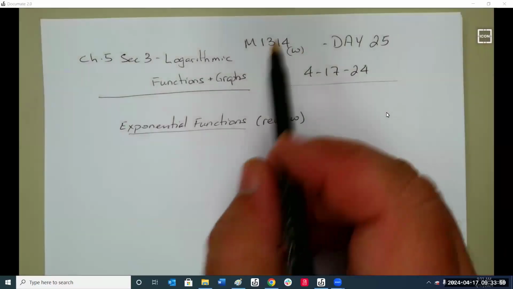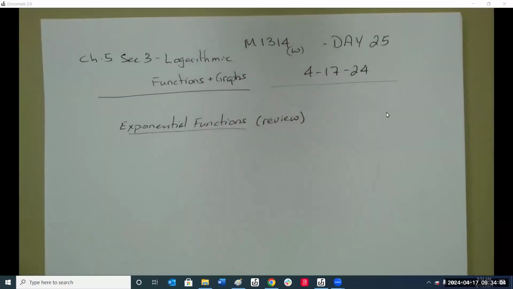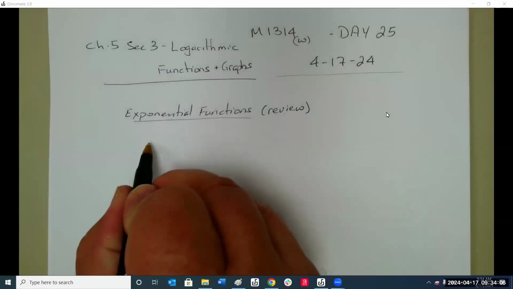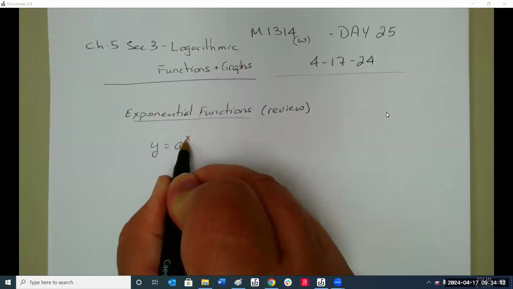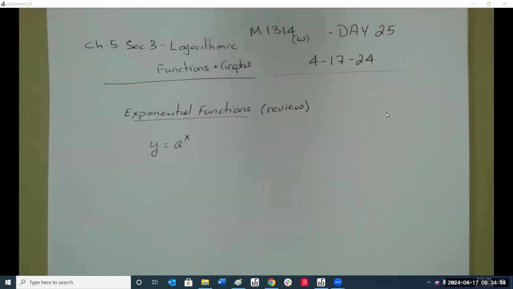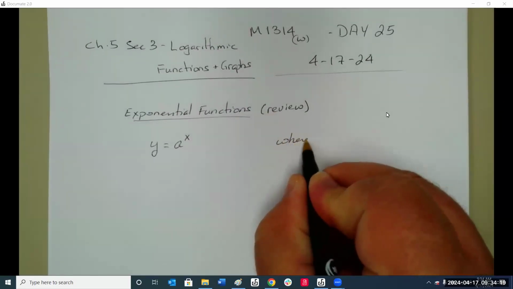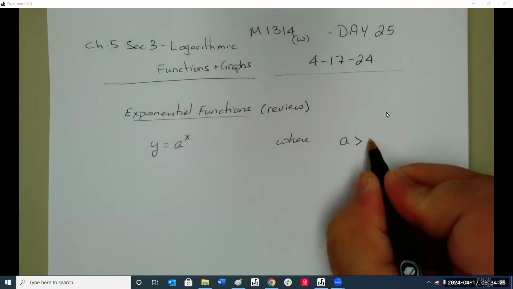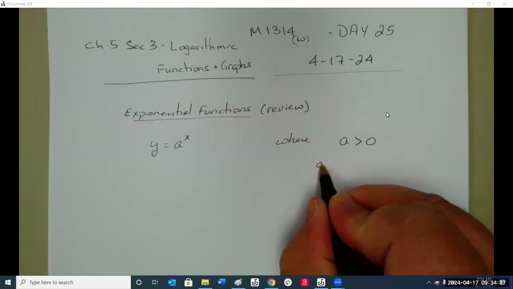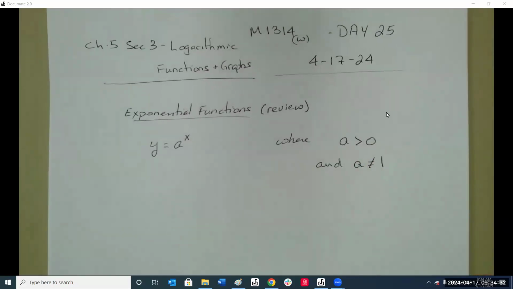All right. Let's go over exponential functions because we need to know those to do the logarithmic functions. So exponential functions have this form, where A is positive and A does not equal 1. X can be anything.